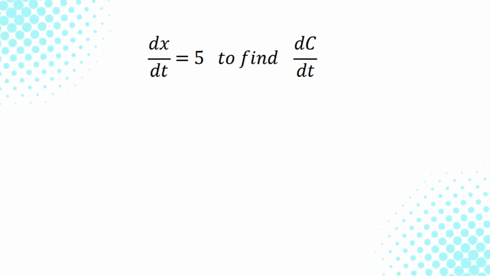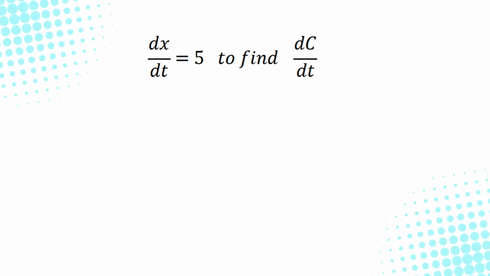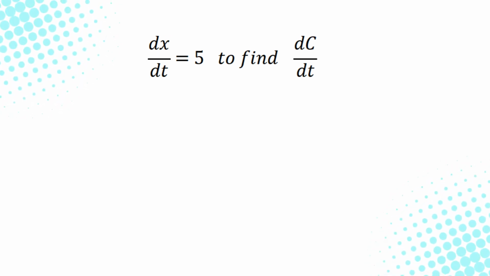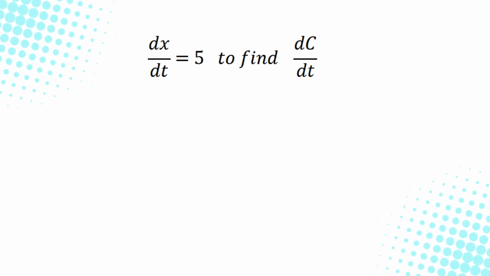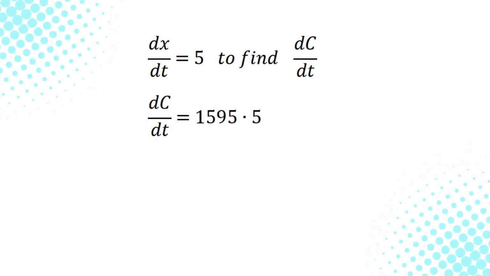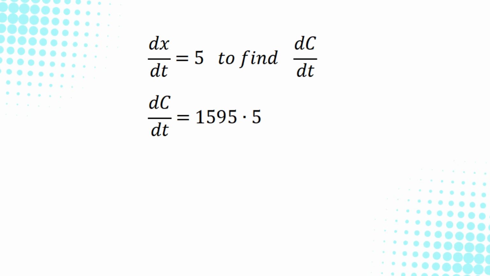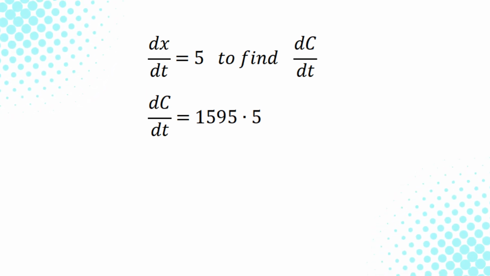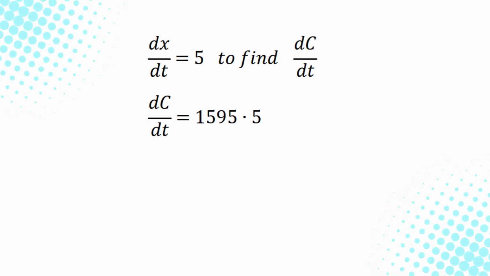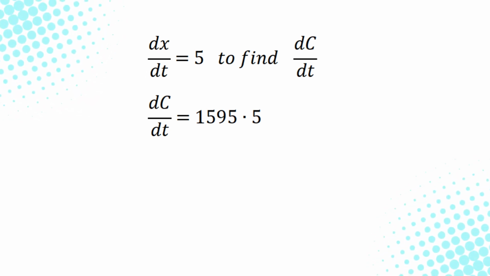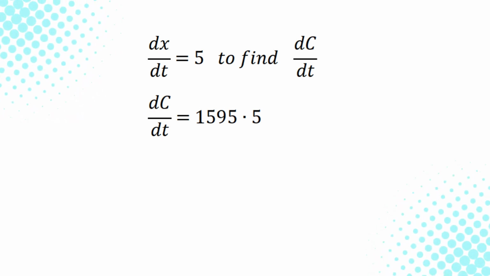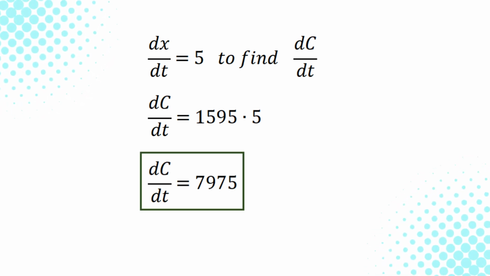Now, we are going to use the chain rule formula. dC over dt equals dC over dx multiplied by dx over dt. dC over dt equals 1,595 multiplied by 5. And now we are going to compute this. 1,595 multiplied by 5 is 7,975.